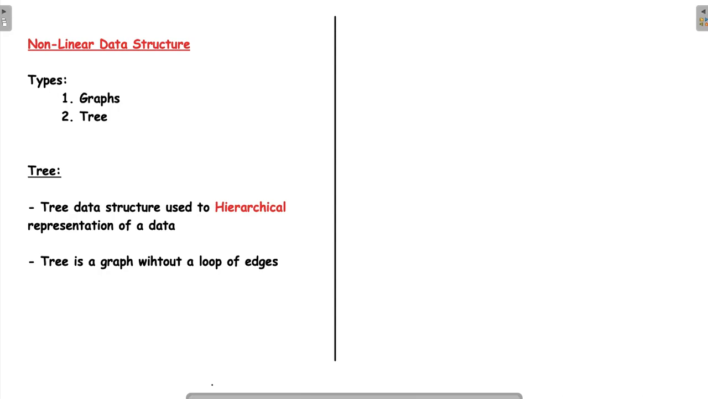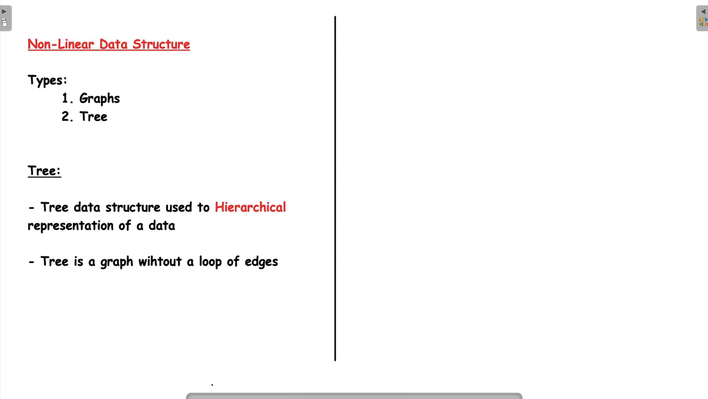Hello friends, welcome back to the data structure tutorial, and today we will be discussing non-linear data structures. In the previous videos we have discussed the linear data structures: arrays, stack, queue, circular queue and linked list. And how is the non-linear data structure different from the linear data structure?